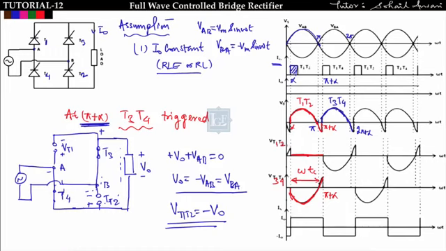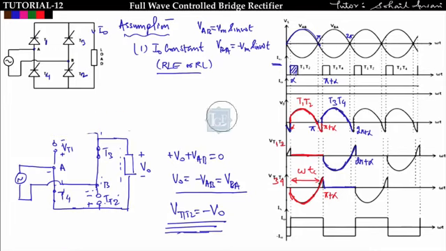So if I talk about the steady state, then we can easily say that from 0 to α, T3 T4 is conducting, because here the load current is constant. So at any time any two thyristors must conduct. When T1 T2 are conducting, then T3 T4 will be off, and when T3 with T4 conduct, then T1 T2 will be off. Got it? In this way the cycle repeats.